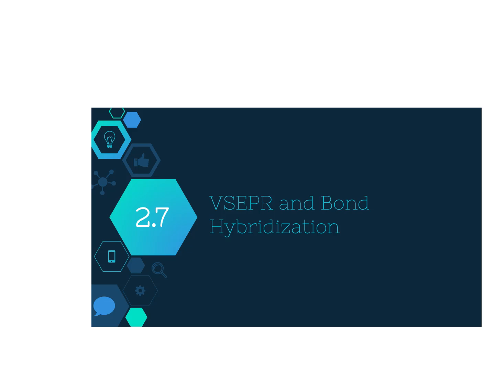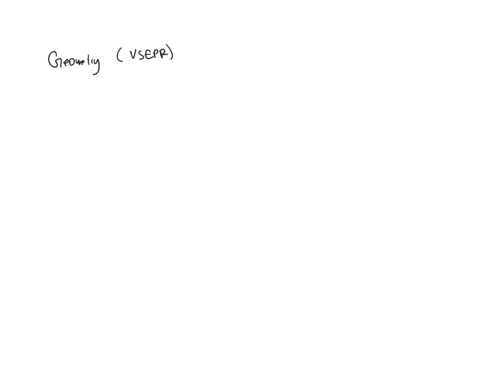Hi everyone, today we're covering 2.7, VSEPR and bond hybridization. We'll talk first about geometry, or VSEPR. VSEPR is valence shell electron pair repulsion, and it's just the method we use for determining geometry.